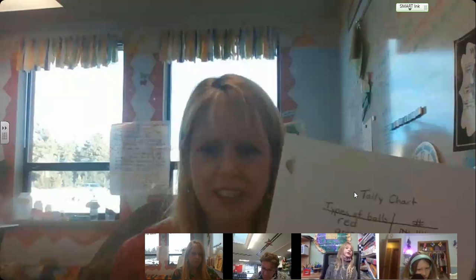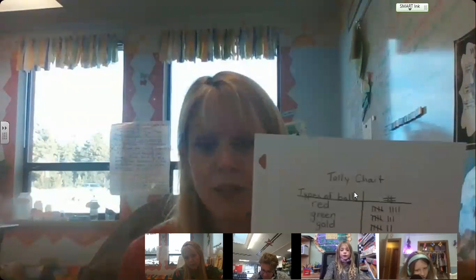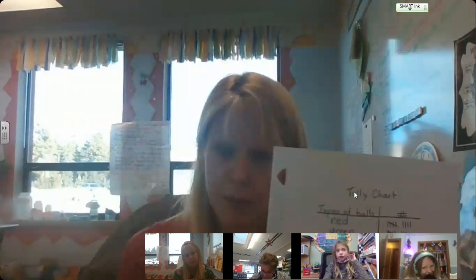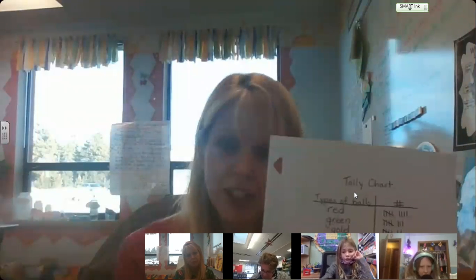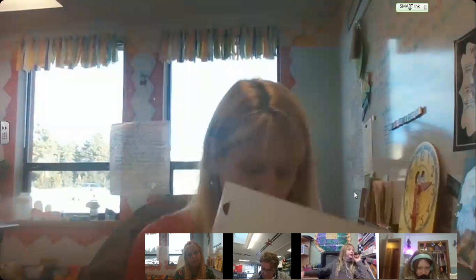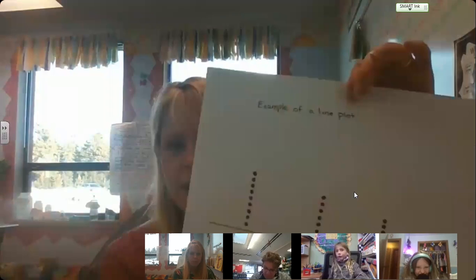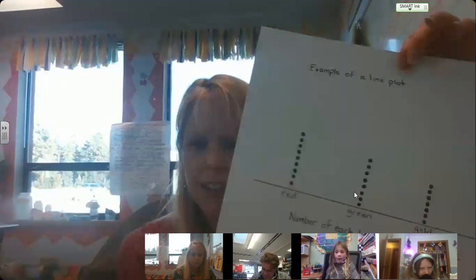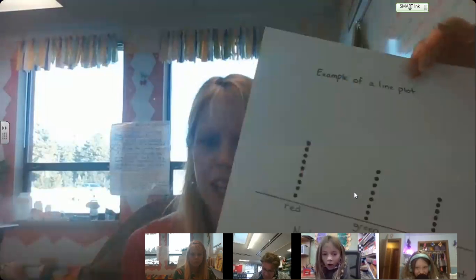So I told you that I looked at my Christmas tree and thought of the ornaments, especially the ball ornaments in the different colors. So I gathered data and did a tally chart. Here's the top one. I have the types of balls, red, green, and gold. The tally marks for the number of each type of ball. Then I use this data for information to make the graph. Now I made quite a few just to give you guys examples of different ones. Here's my line plot graph. At the bottom I put number of each type of ball ornament.